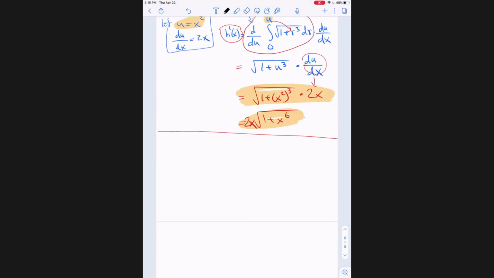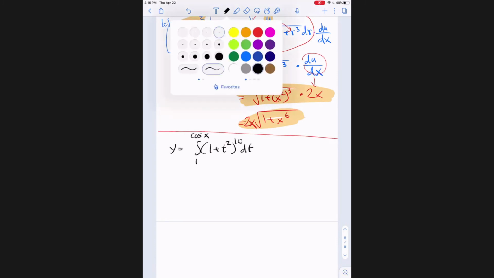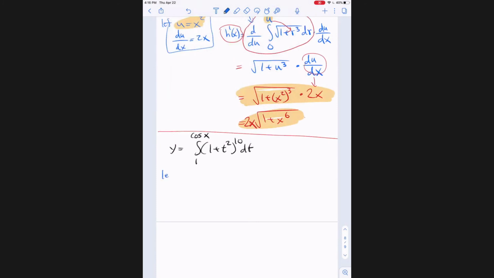Let me show you, let's do one more, then I'll show you a shortcut. Let's say you got y equals the integral from 1 to cosine of x of 1 plus t squared to the 10th power dt. So write it out formally if you can. Let u equal cosine of x. So du over dx would be negative sine of x. Try to write this out formally, then I'll do it in a minute.